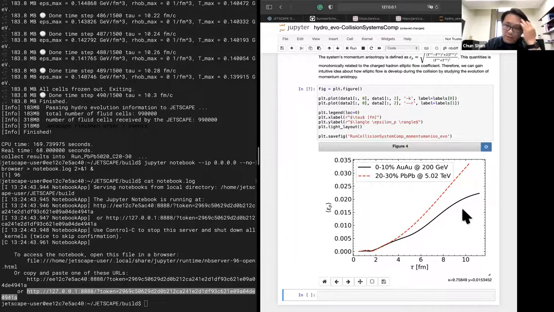So these are the plots that we can generate quickly when we run JETSCAPE to gain some intuition about collision systems at different energies and different centralities. Any questions about the plots that we have just obtained? Do you have any questions about the hydro simulations?